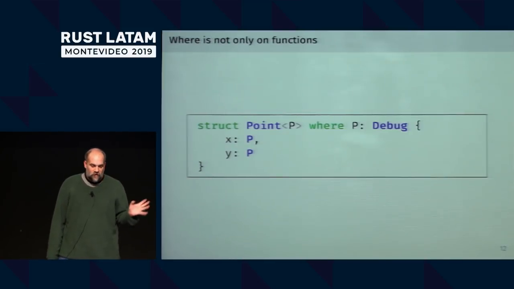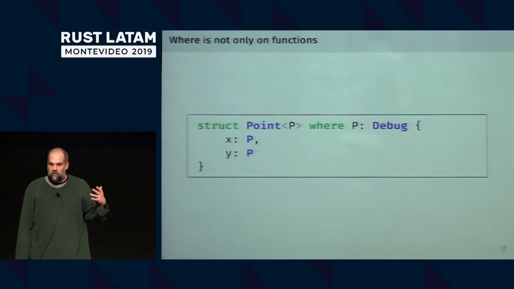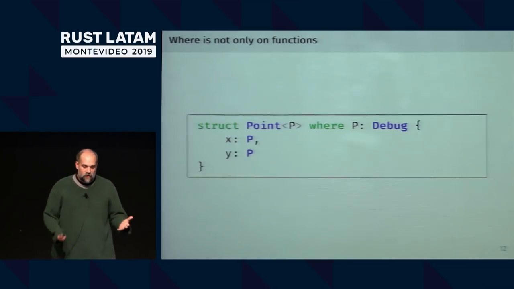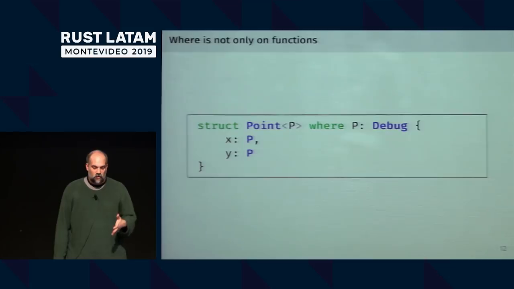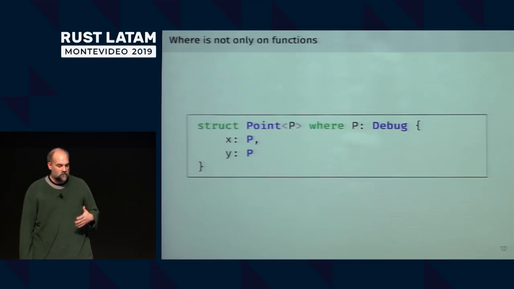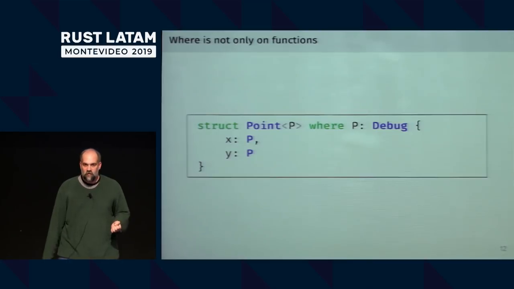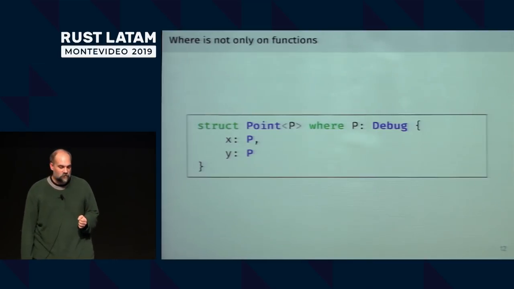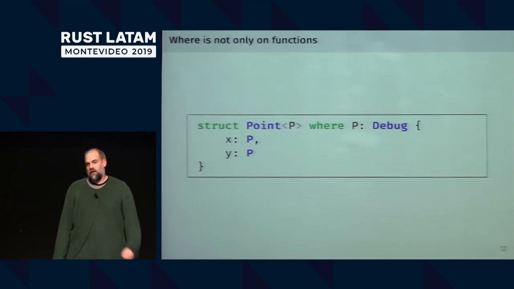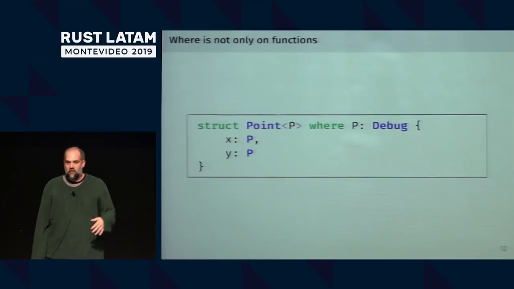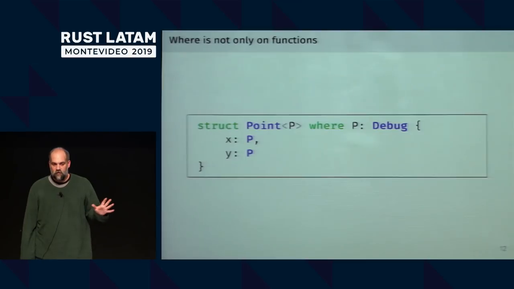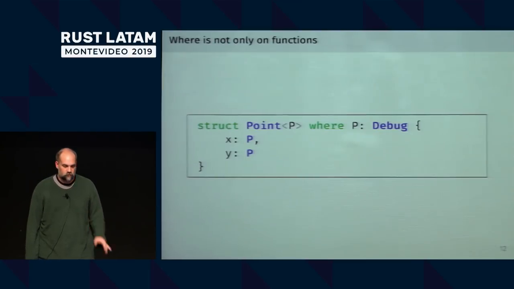There are other places where the where clause can be stated. For example, we can create a struct that is generic, that inside has two somethings, preferably numbers if we're representing a point. And we can also say P needs to be Debug. Most of the stuff that's important, you can totally exercise on functions, though.